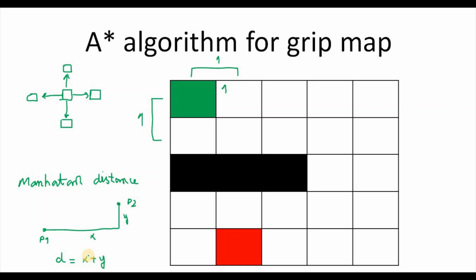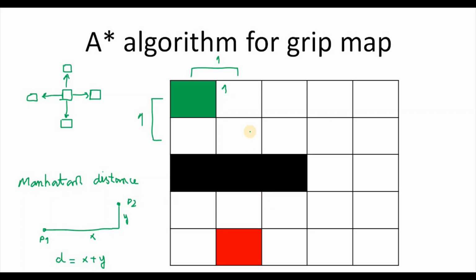But if you consider Euclidean distance, then it will be the shortest distance from point P1 to P2, like this diagonal distance, which will be the square root of x squared plus y squared. But we only consider Manhattan for simplicity, because this is four connectivity, there are no diagonal connections, so we don't consider this diagonal Euclidean distance. We only consider the simple addition of the two distances.